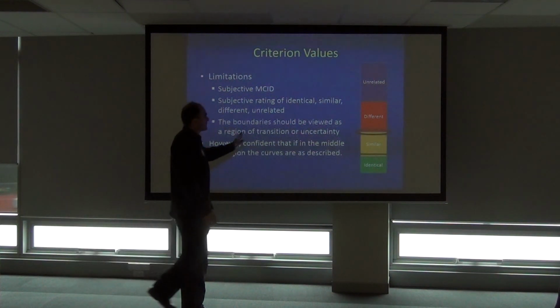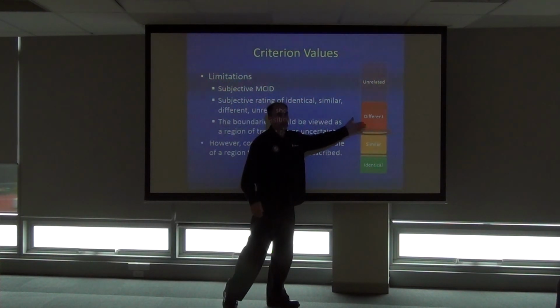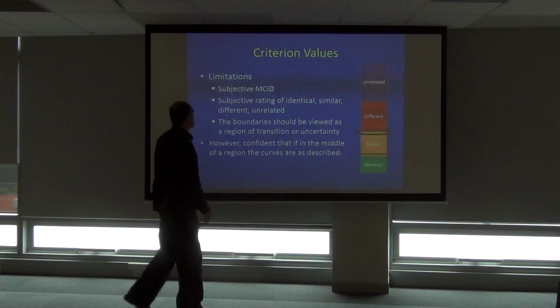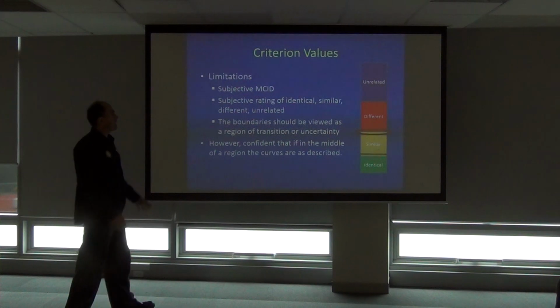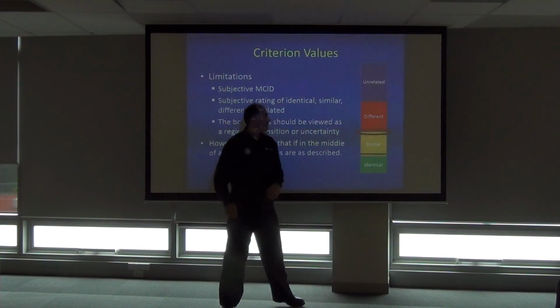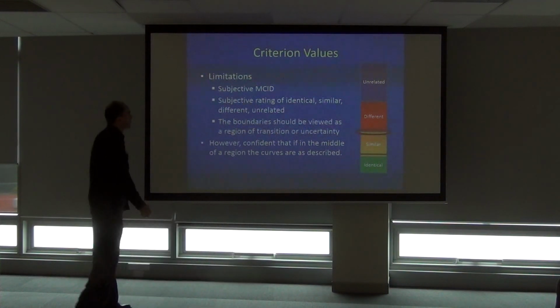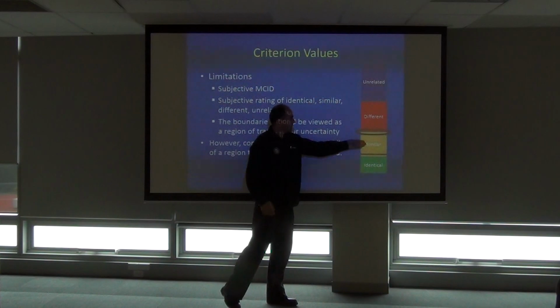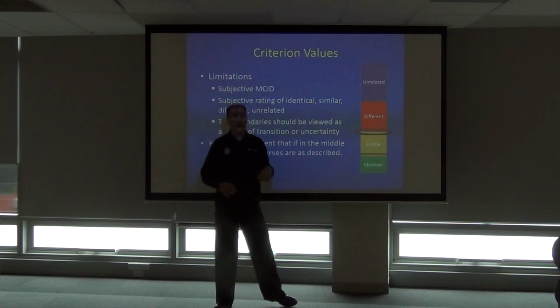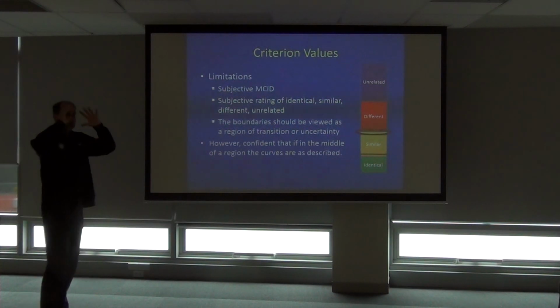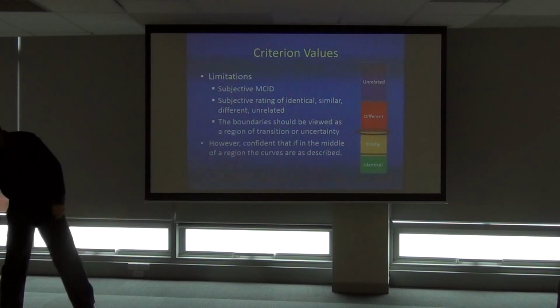Okay, there's going to be some variation from raters, where they consider these boundaries to lie. So yeah, it's more of a region, regions here between. They have a confidence enough. If you're in here, you're identical. Here, similar, different, and unrelated if you're in the middle regions. Okay, so we've got all these criterion values.